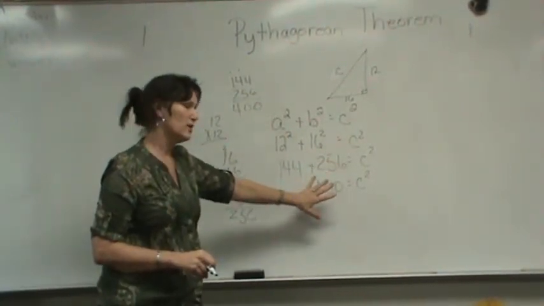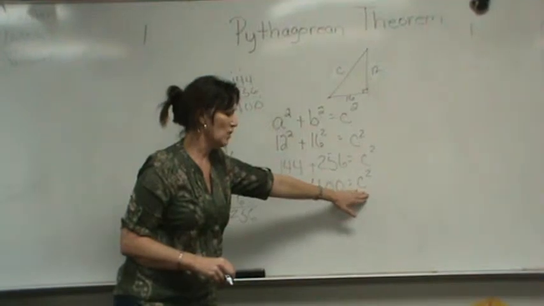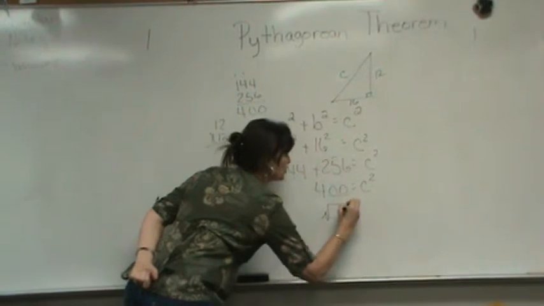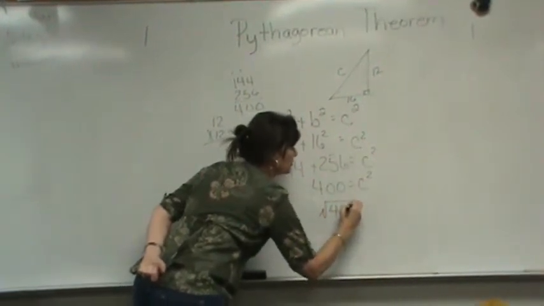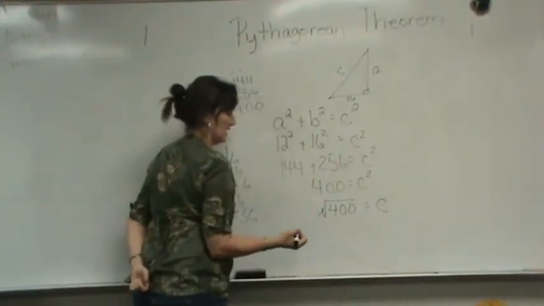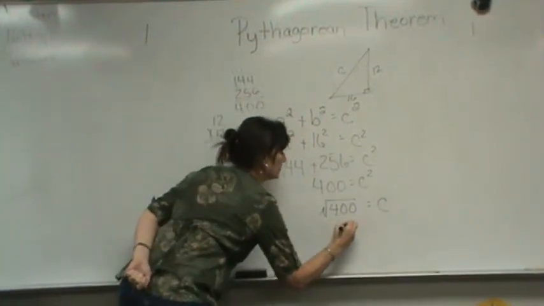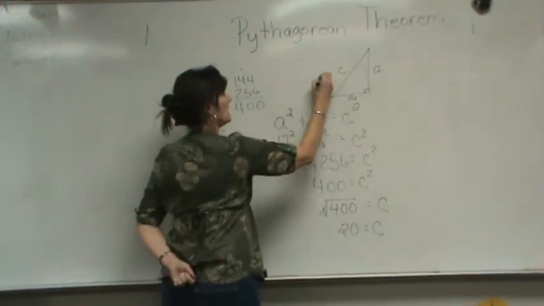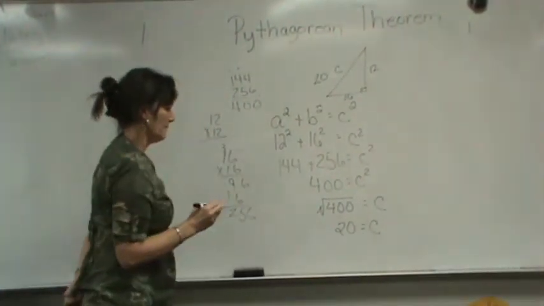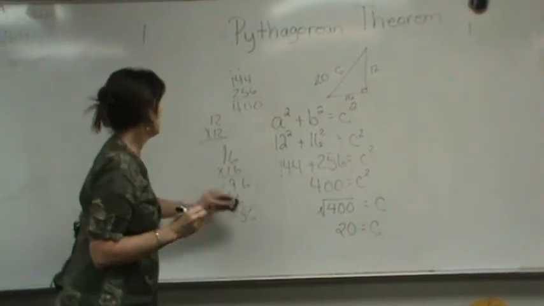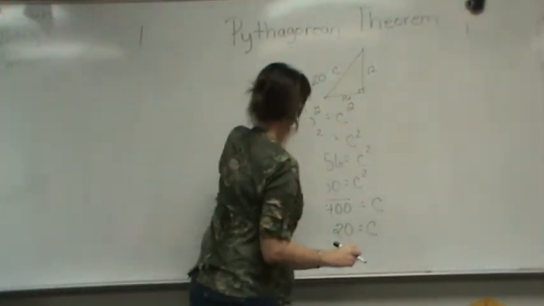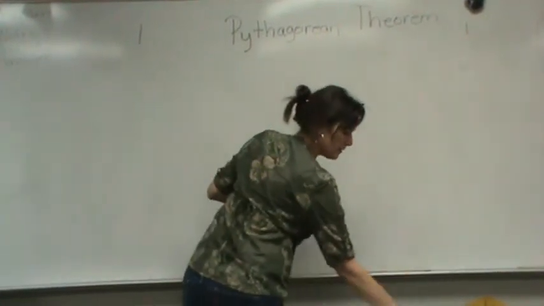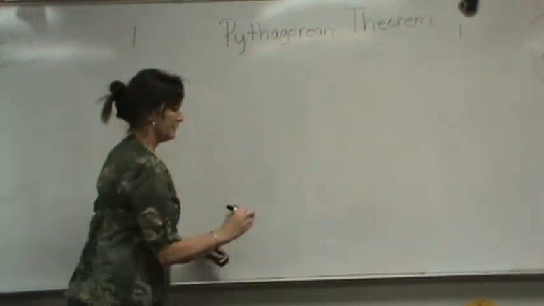That's the end of Pythagorean theorem of getting the c squared, but I want c. So I'm going to find the square root of 400 equal c. When I find the square root of 400 is 20 equals c. So c is 20. I'm going to do one more. This one is going to be a little different.